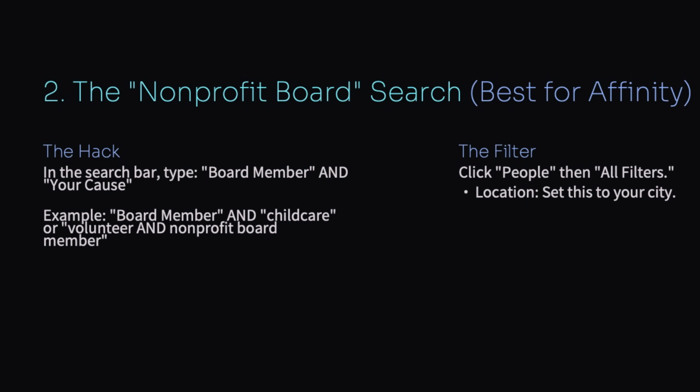Number two, the nonprofit board search. This is best for affinity. To avoid employees, you need to search for people who list your cause under their volunteer experience rather than their work experience. Here's a great hack. In the search bar, type board member and your cause. Example: board member and child care, volunteer and nonprofit board member. The filter: click people, then all filters. And then the location, just set it to your city.